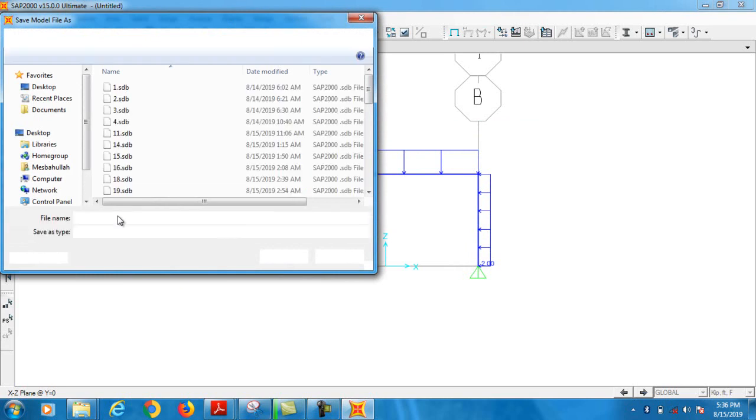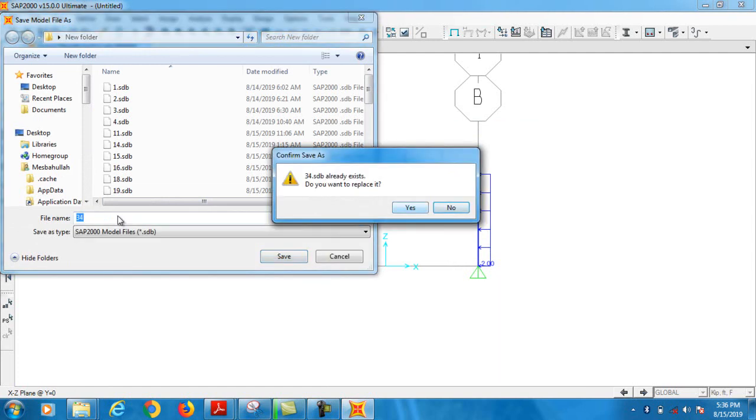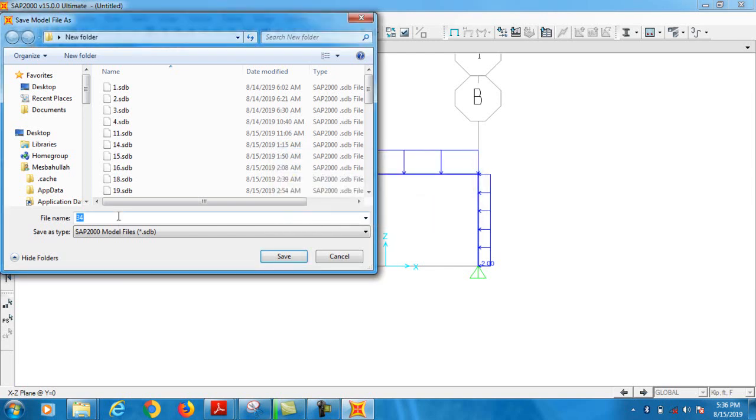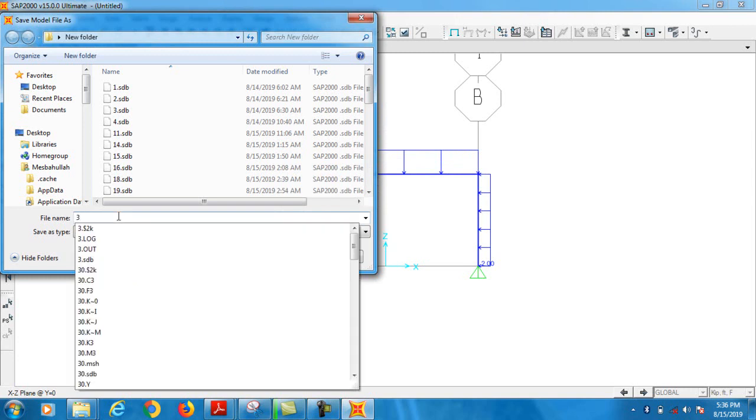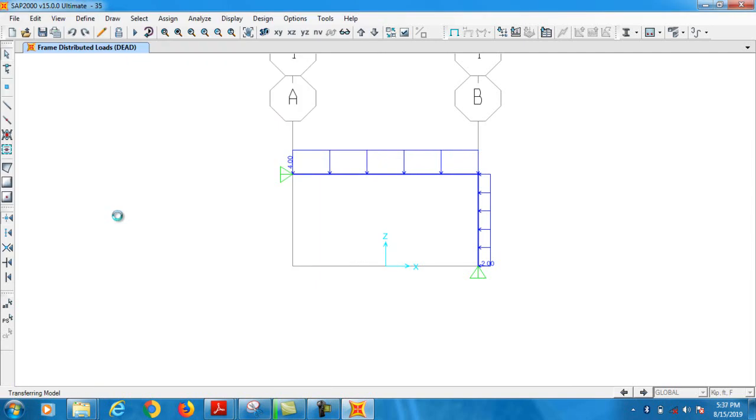This is example number 34. Save it. 34 is already present, so this is example number 35.